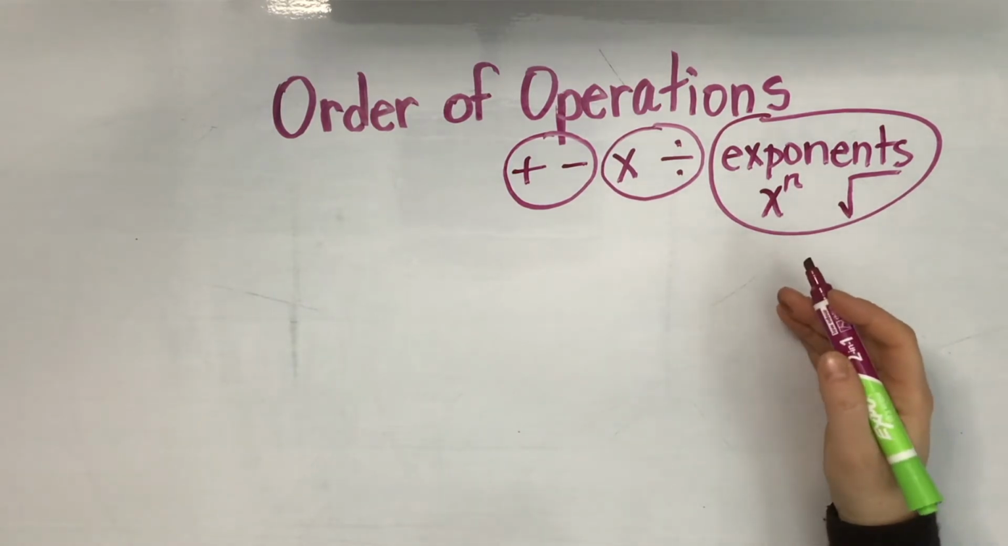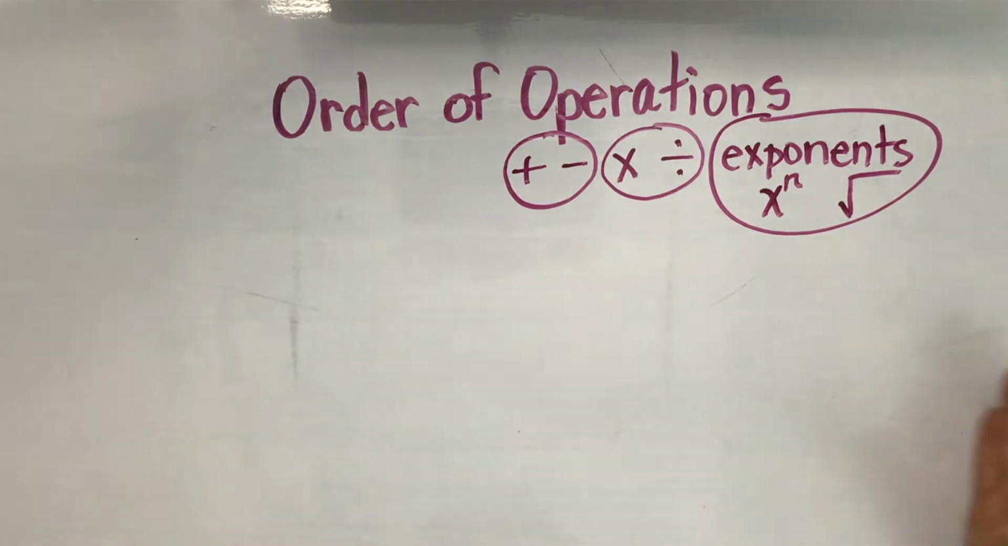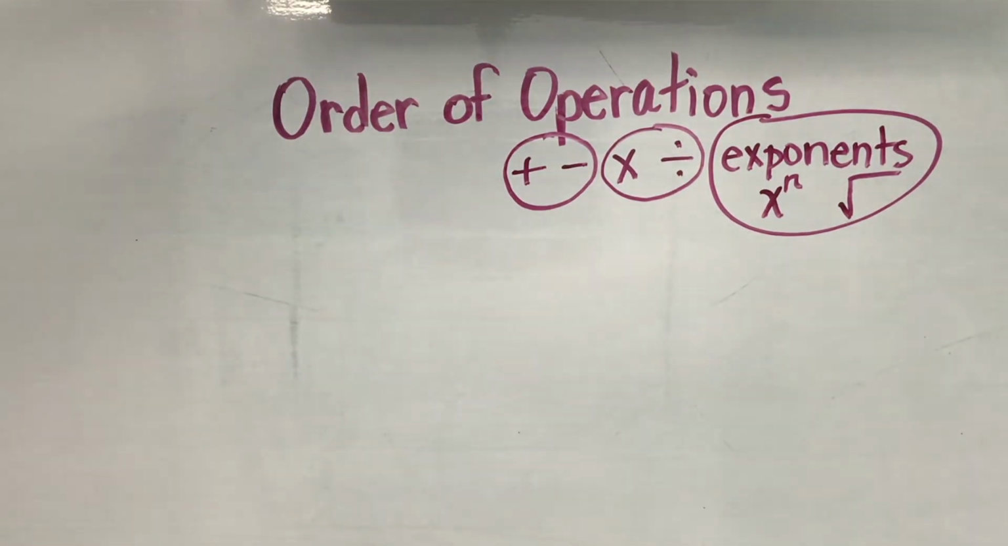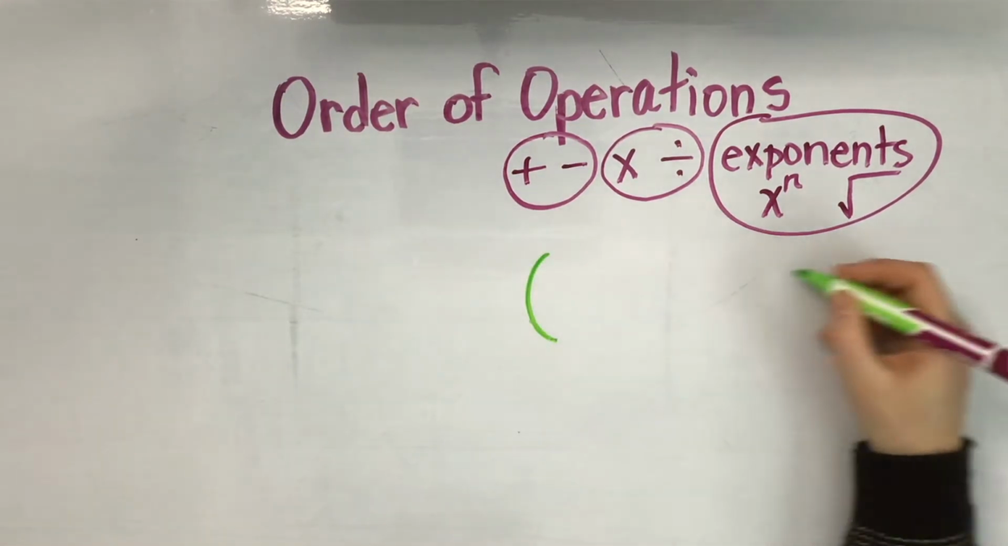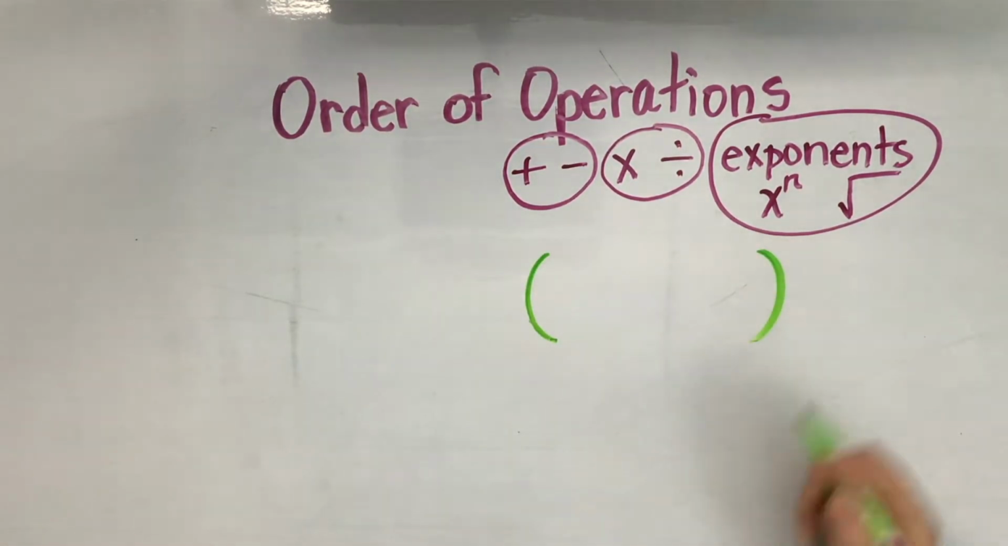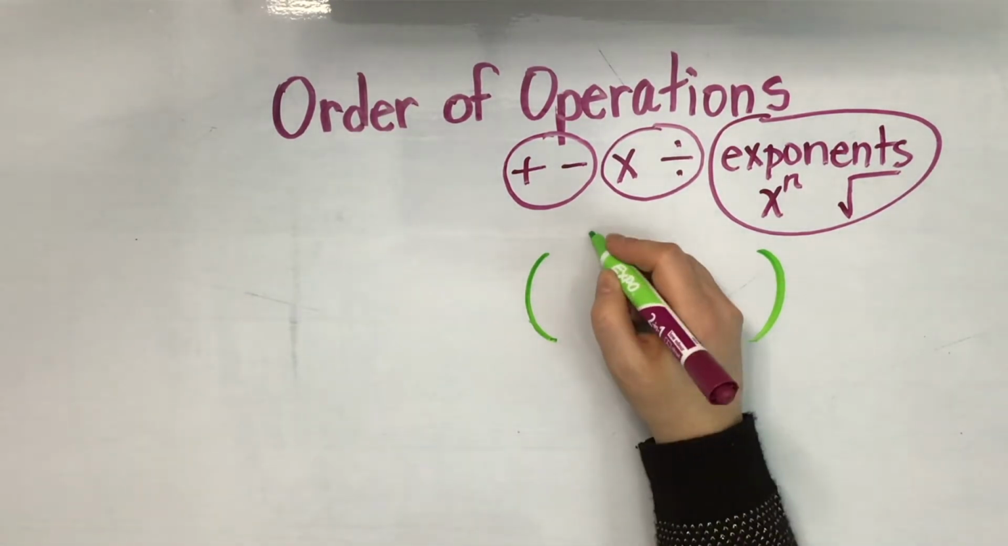You always have to do the most powerful operation first when you're faced with a series of operations in a question. And it's also important to remember that parentheses, brackets, whatever you'd like to call them, are the only things that can change the order of operation. They tell you to do this first.